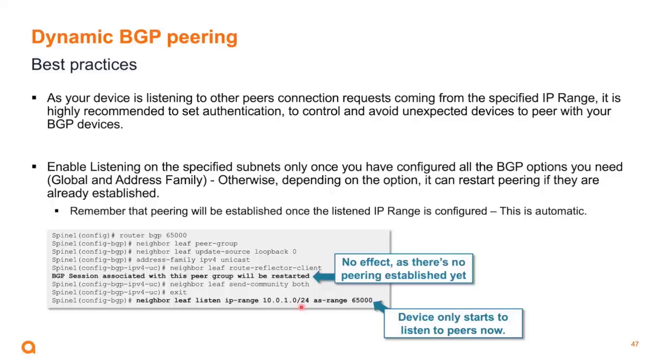The second best practice is to enable the IP range only once you have configured everything, including the arguments and the options. So remember that once you configure the IP range, it will automatically start to accept incoming connections. So to avoid any instability afterwards, first create your peer group, configure your options, and then at the end, enable the IP range for that peer group.